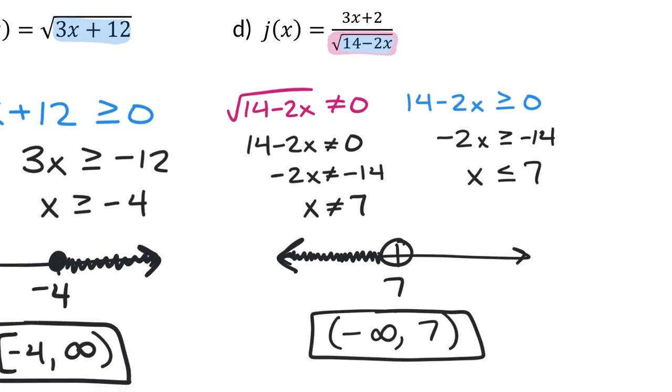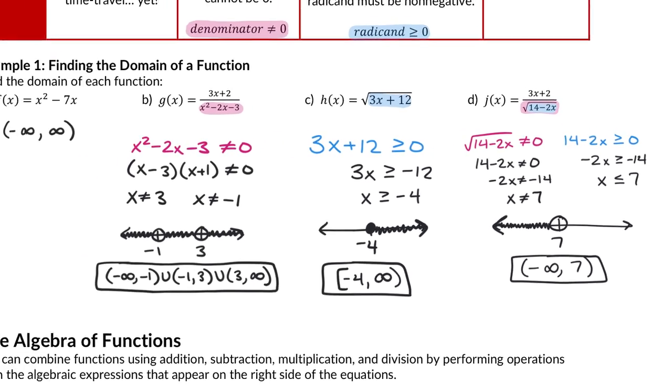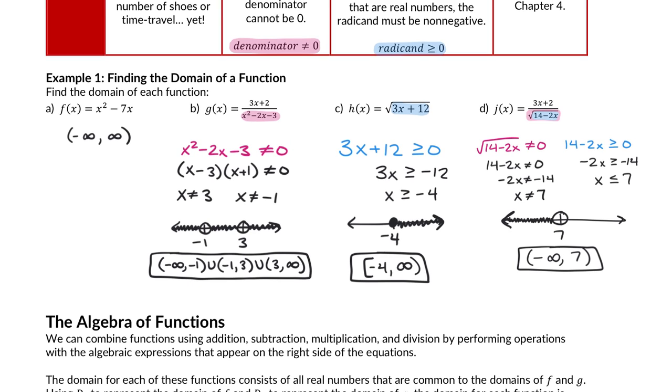Okay. How do we feel about finding domains? For functions that are not a radical, rational, or a square root or eventually a logarithm, this is the answer every time: all real numbers. But if you have one of those types of functions, you have to give me a restriction on the domain.